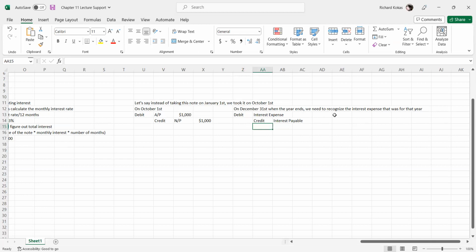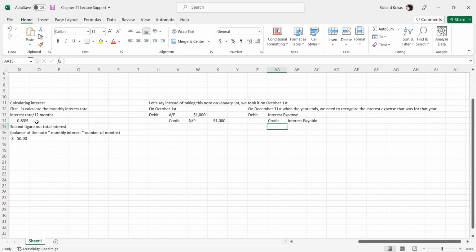So now, how do we figure this out? Well, we could do the same method we did over here. We already calculated the monthly rate, 0.83%. So now, what we're saying is, at this point in time, what's the interest? So the full balance of the note, $1,000, times the monthly interest rate, 0.83, times how many months have passed up until this date. We took it on October 1st, so October 1st to November 1st is 1 month. November 1st to December 1st is 2 months.